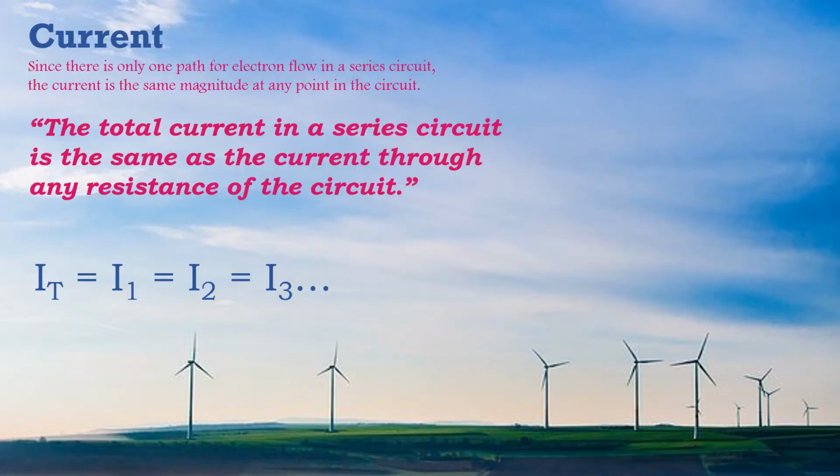Current. Since there is only one path for electron flow in the series circuit, the current is the same magnitude at any point in the circuit. The total current in a series circuit is the same as the current through any resistance of the circuit. Meaning to say, I total is equal to I1 is equal to I2 is equal to I3, and so on.